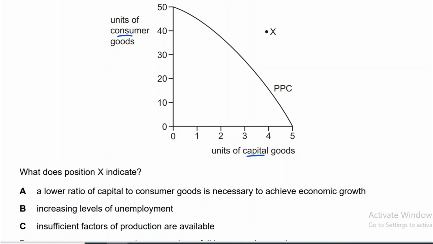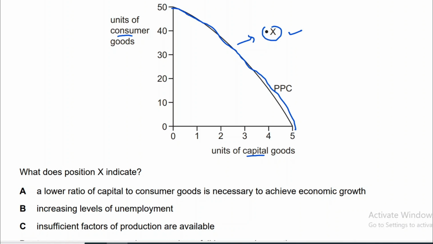So this is a point outside the PPC. So this is the boundary of PPC. It means your resources are limited to this point, and point X is beyond the boundary of resources. So what does this point X represent? Keep in mind, when there is a point outside the PPC, this is non-attainable because resources are not sufficient to produce goods and services at that quantity at that point.